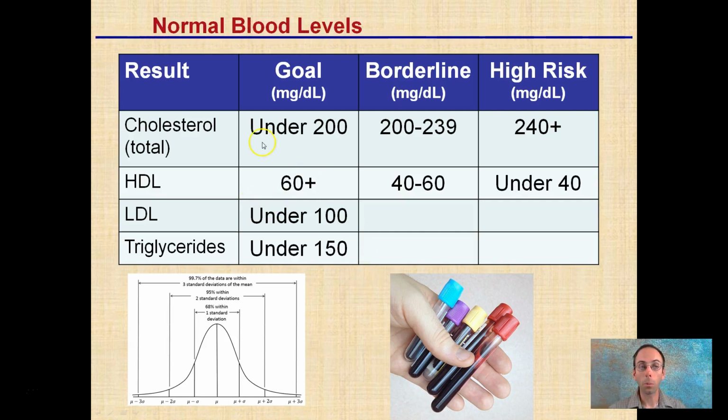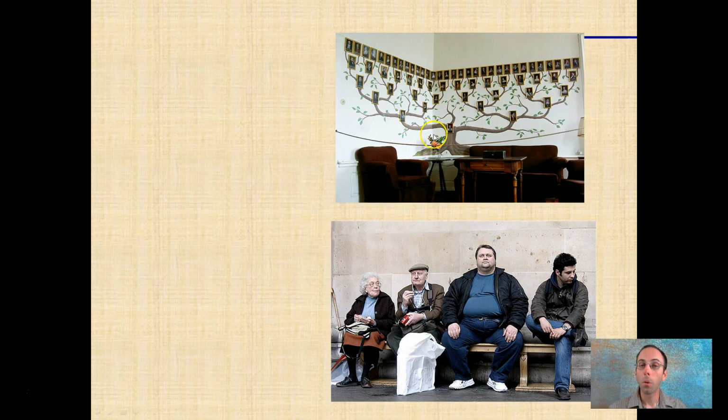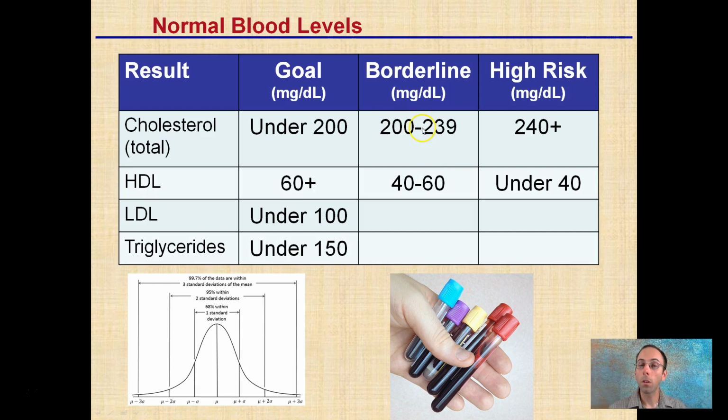Now, our normal blood levels of total cholesterol, we're shooting for under 200. Borderline is 200 to 239, and high risk is over 240. And that's milligrams per deciliter. We can break down that cholesterol instead of just that total. We can look at the high density and low density and the triglyceride level.